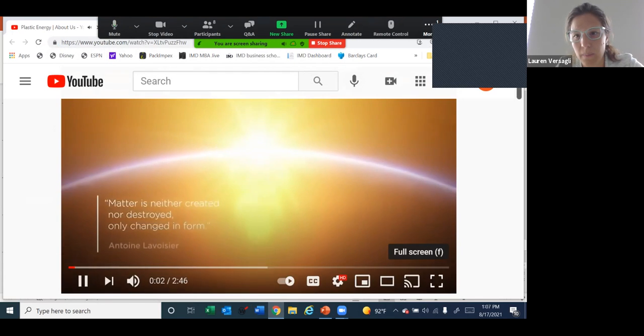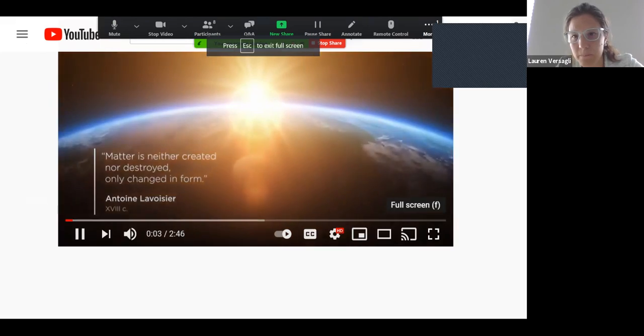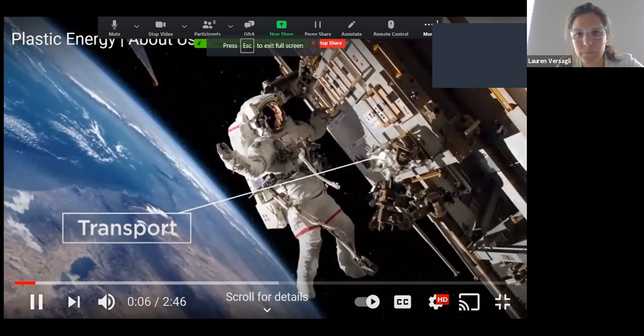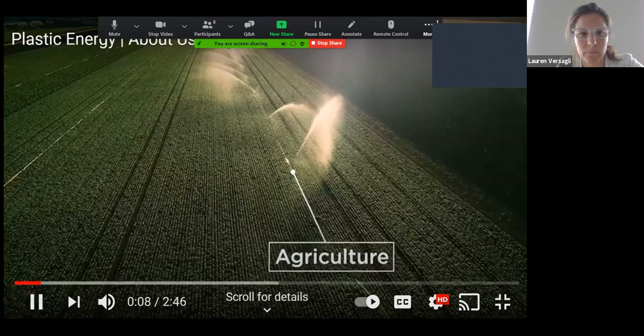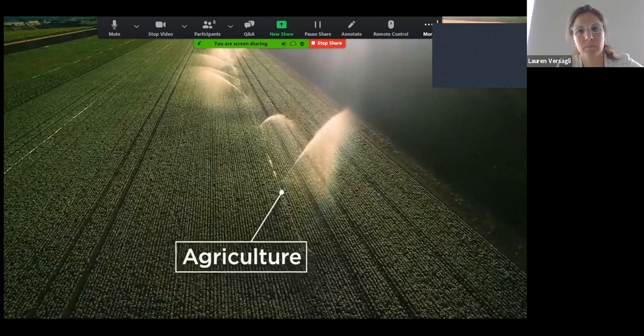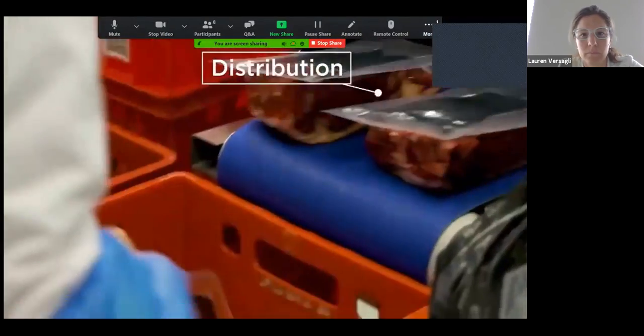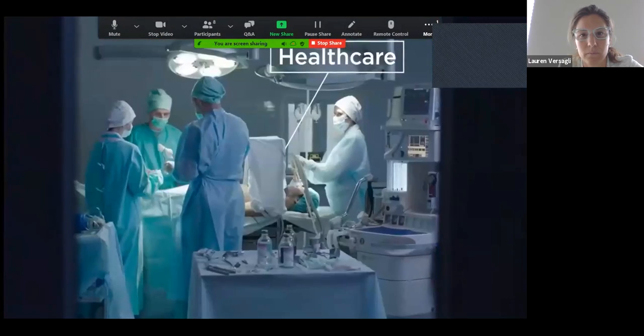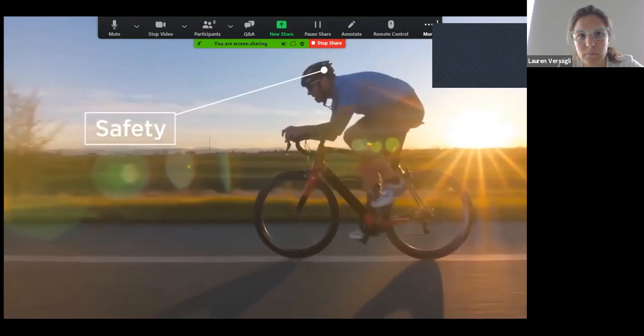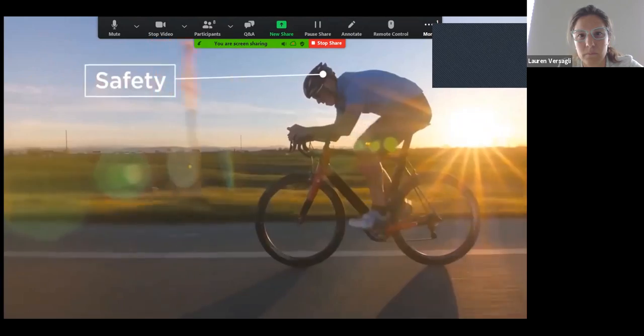Humans have always developed technologies to improve the quality of living. Plastics have enabled us to reach space, have improved agricultural production, and enabled food and water to be distributed in a more hygienic way. They've also revolutionized healthcare and helped to save lives every day.